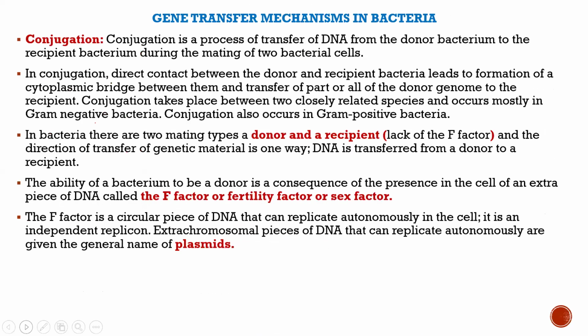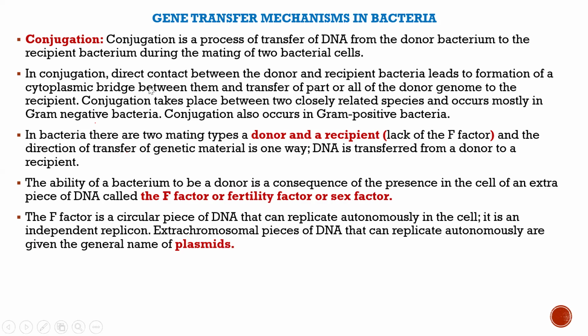So let's look at conjugation, which is the last mechanism of gene transfer in bacteria. So what is conjugation? It is a process of transfer of DNA from the donor bacterium to the recipient bacterium through the mating of two bacterial cells. So in conjugation, there must be a donor bacteria and there must be a recipient bacteria. The donor bacteria is majorly regarded as a male, while the recipient bacteria is majorly regarded as a female. So conjugation is kind of a sexual transfer of the genetic or DNA material.